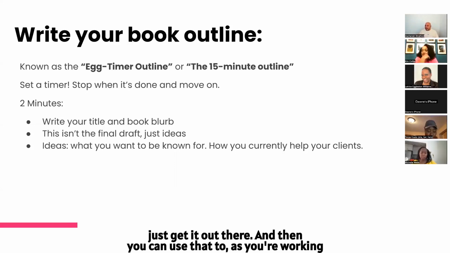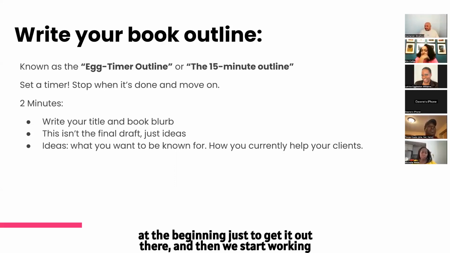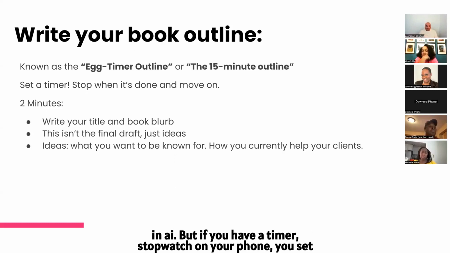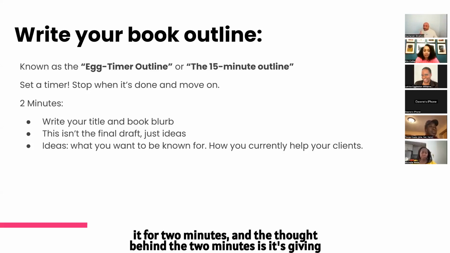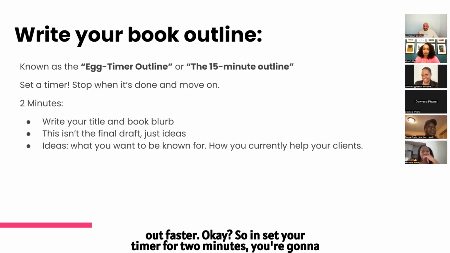And then as you're working in AI and working with your outline, you can use that to refine what you're doing too. So I always recommend this at the beginning just to get it out there, and then we start working in AI. If you have a timer or stopwatch on your phone, you set it for 2 minutes. The thought behind the 2 minutes is it gives you that time restriction, and it's going to help you get things out faster.